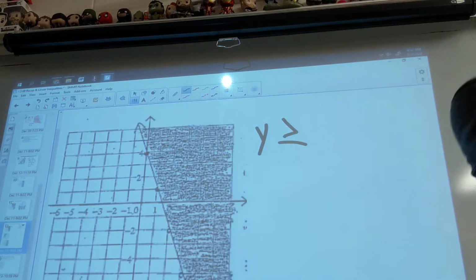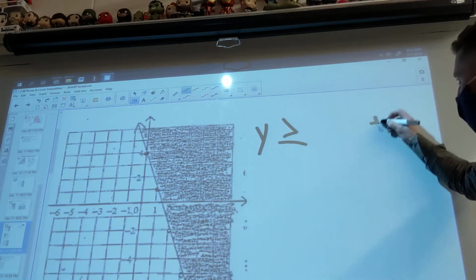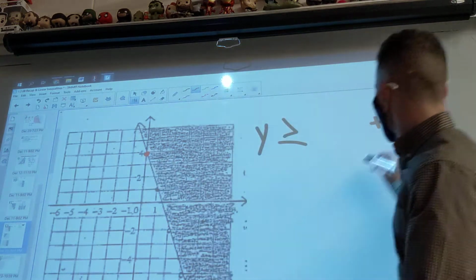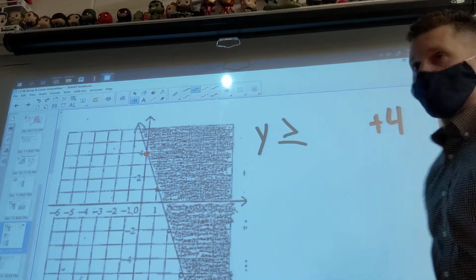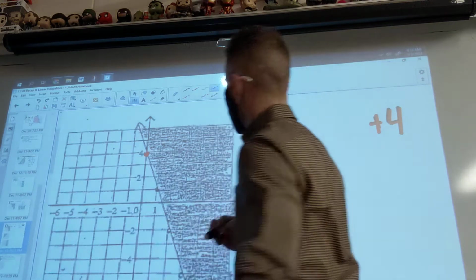Awesome. What else? We also know the y-intercept is 4, right? So we're going to put plus 4 here, because there it is. There's our y-intercept. You can mark that in red. Cool. What else?